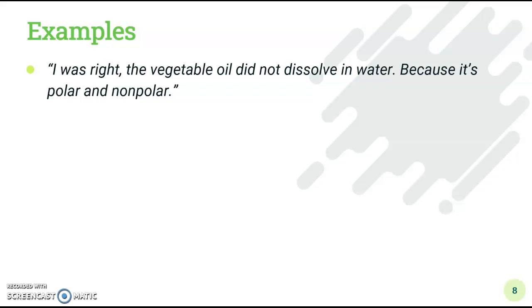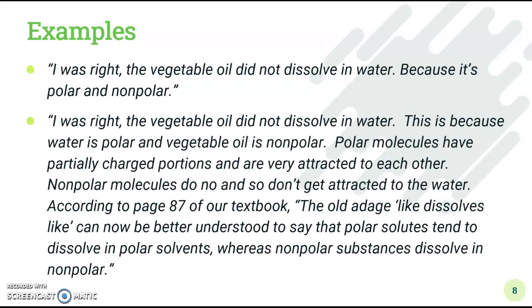So let's take that same example and expand on it using some of the very strategies that I listed. "I was right. The vegetable oil did not dissolve in water. This is because water is polar and vegetable oil is nonpolar. Polar molecules have a partial charge and are very attracted to each other," etc. You can read the rest of that. What I want you to see is that they defined words for me rather than leaving me to wonder if they know what they mean. They also used a specific passage from the text to support what they were saying. Notice that you can tell right away more thought has been put into that second one, more detail and depth.